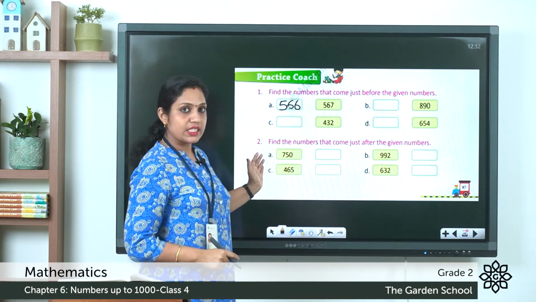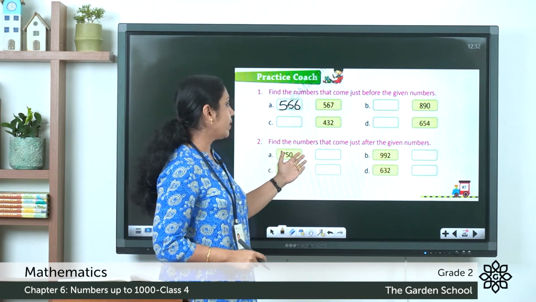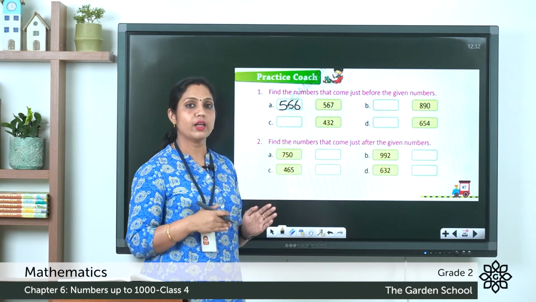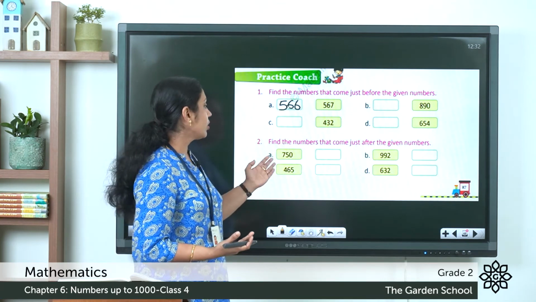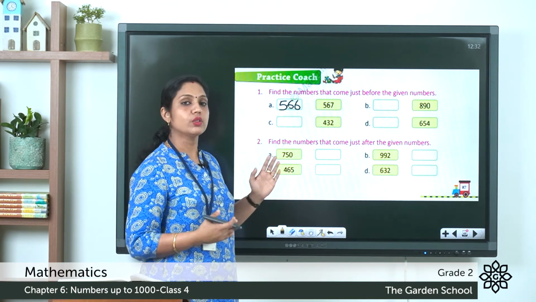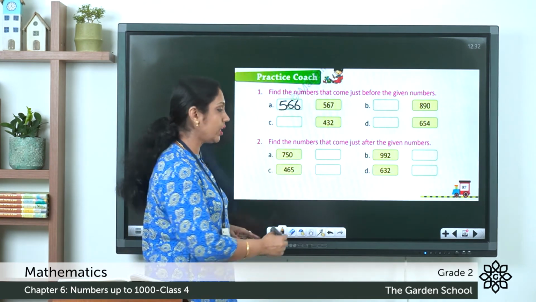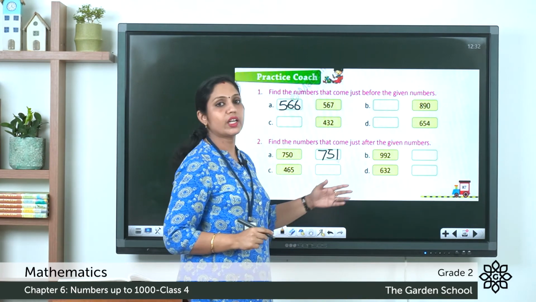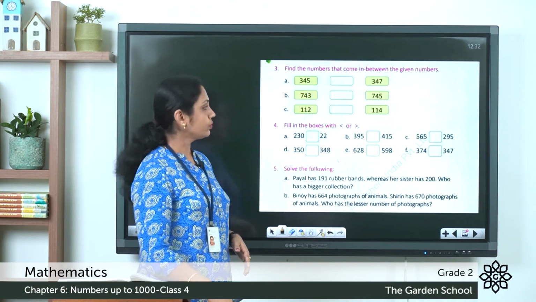Next, let's move on to the second question. Find the numbers that come just after the given numbers. We have to find the number that comes after. So A, it is 750. So what comes after 750? It is 751. Similarly, you can complete this exercise also.